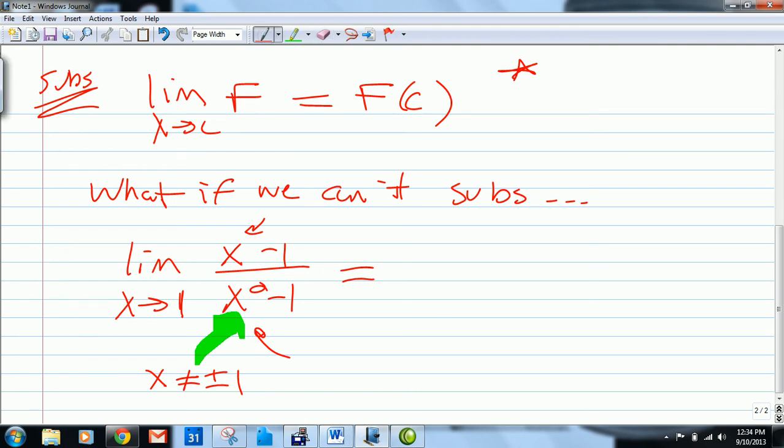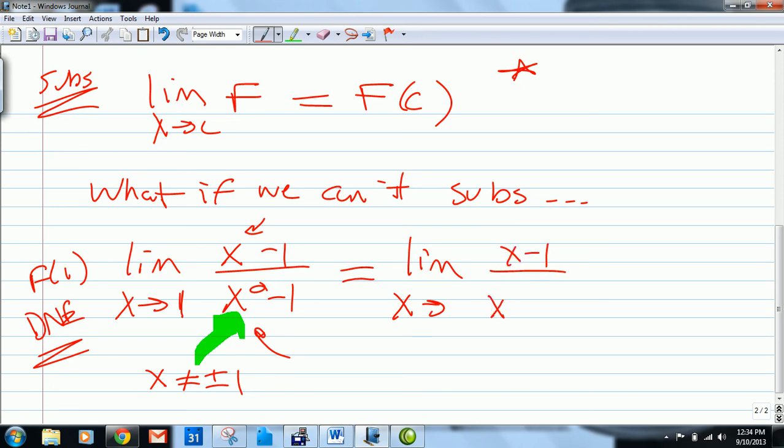Right? So how can I use substitution to evaluate the limit as x is approaching 1? Well, you can't, because f of 1 doesn't exist. But that doesn't mean the limit does not exist as x is heading towards 1. So here's what I'm going to do. I'm going to get my algebra hat on, and I'm going to remember that the difference of squares looks like this.